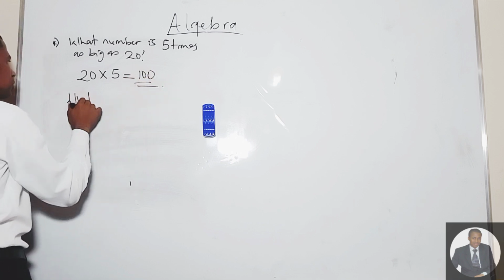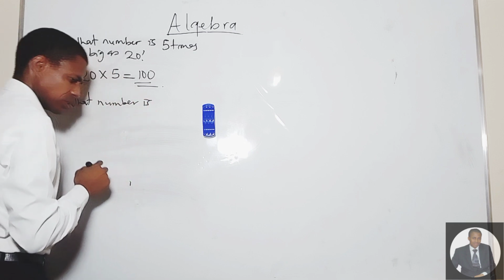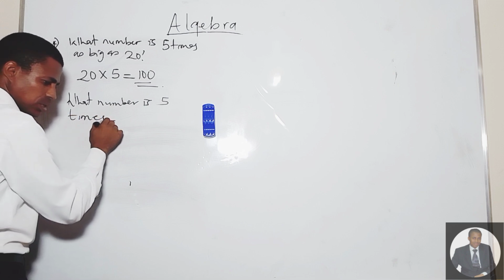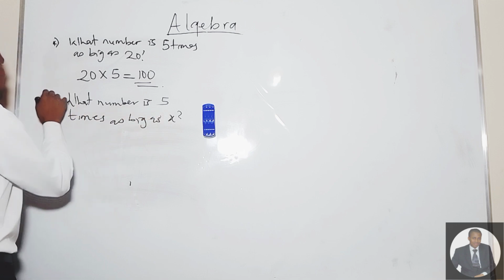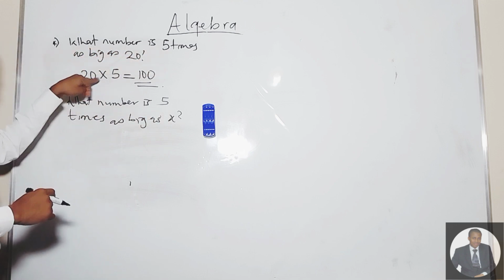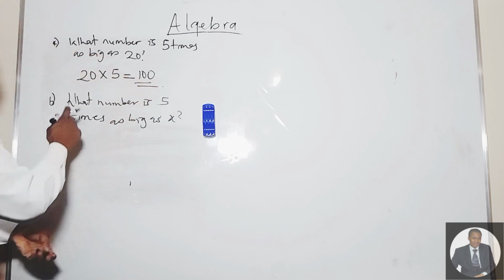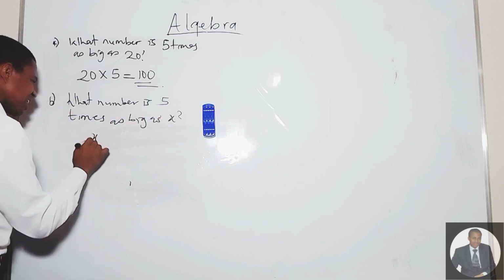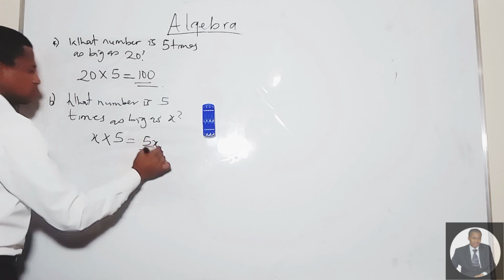What number is 5 times as big as x? What number is 5 times as big as 20? It will be 20 times 5, that's 100. What number is 5 times as big as x? We have x times the 5 times. That will be 5x.